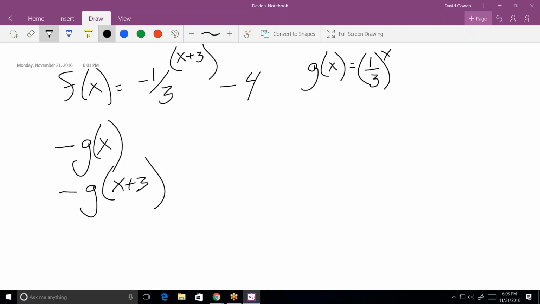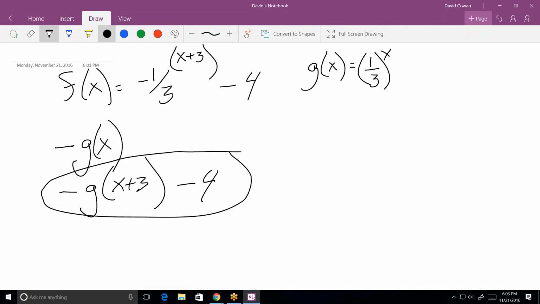And then finally minus 4. In other words, if you can write the parent function in terms of that, then you know everything that's going on. That's a vertical reflection, that's a horizontal shift to the left, that's a vertical shift down.